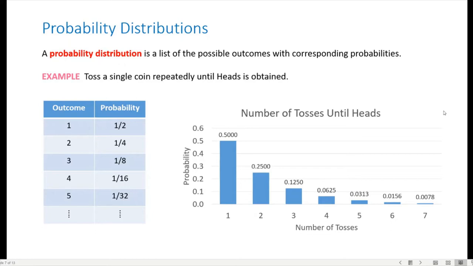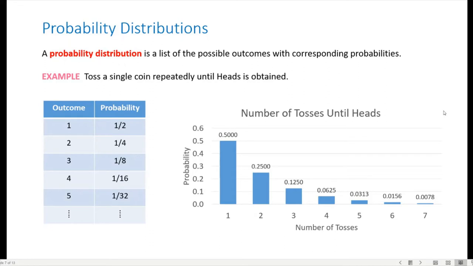Here's an interesting one. Here's where we just toss a single coin repeatedly until we get heads. So we're just going to keep tossing that coin over and over again until we get heads. Now, how many tosses could it take? Well, it could take thousands. You could be very, very unlucky, right? It could take many, many tosses before you finally get heads. You could be sitting there your whole life and never toss heads. Very unlikely, for sure, but it is possible.